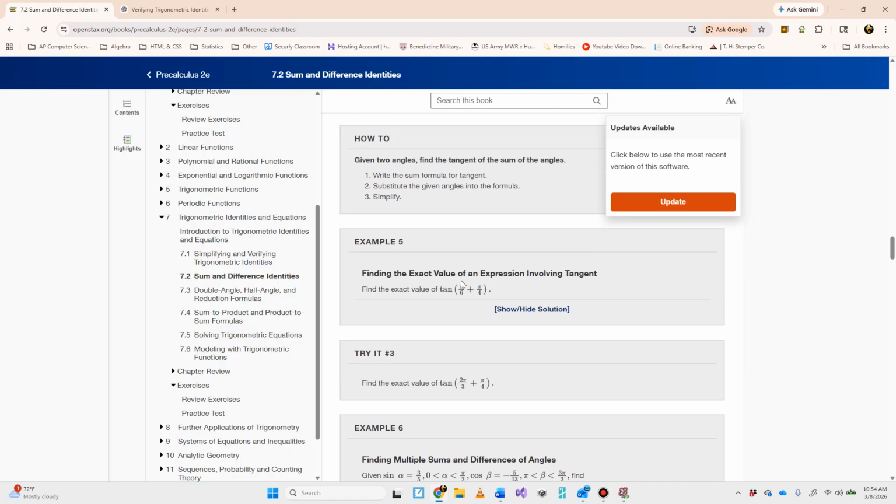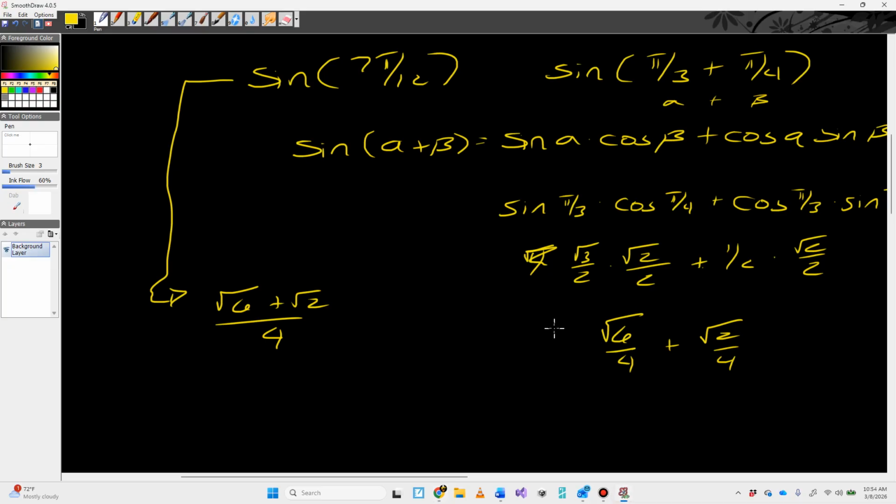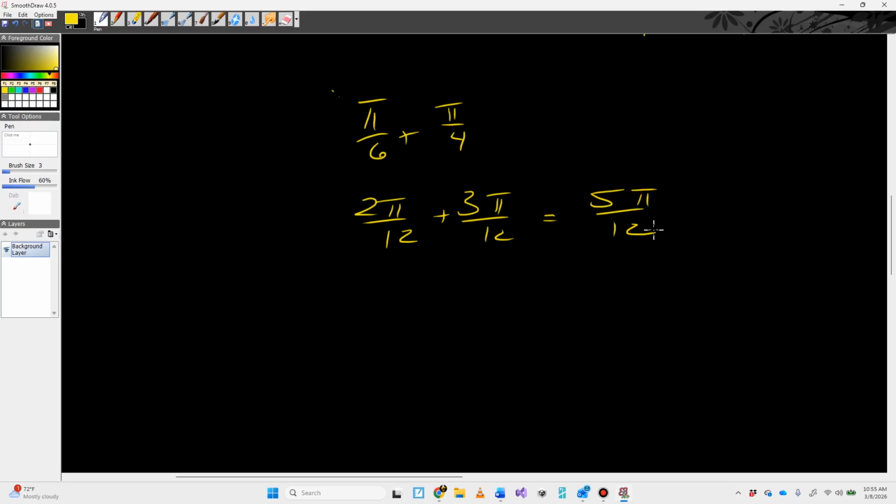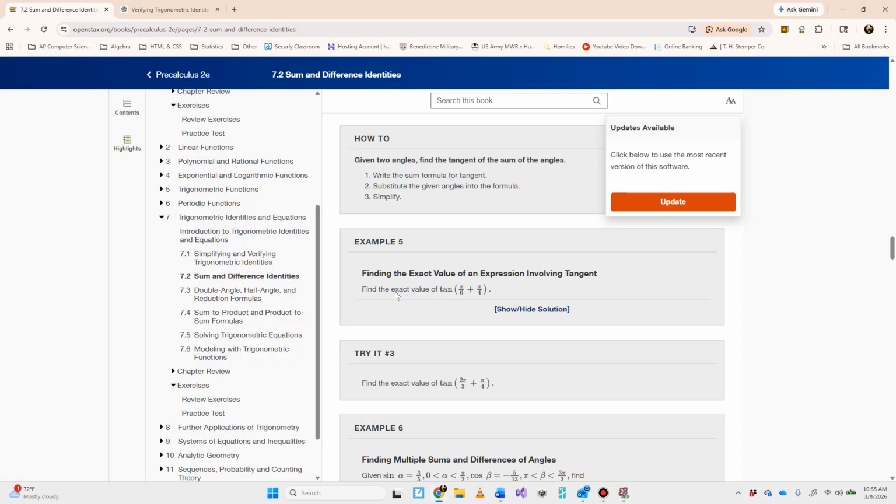So again, if you're going to be finding the exact value of tan of pi over 6 plus pi over 4, remember I could be asking that question about a single angle, and you would have to split that angle. So what is this actually asking? Well, that's pi over 6 plus pi over 4. If I were to add those two together, multiply this by 2, that's 2 pi over 12. Multiply this by 3, that's 3 pi over 12. That is 5 pi over 12. This problem right here is asking what the tan of 5 pi over 12 is.